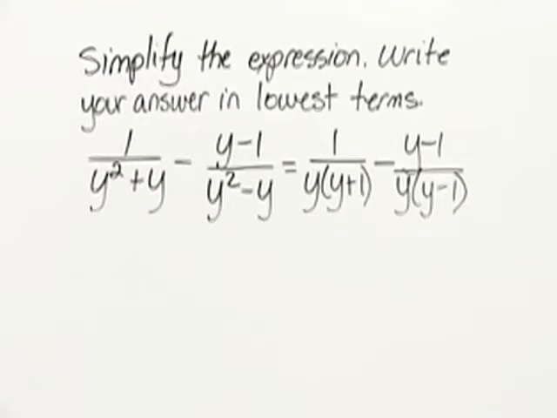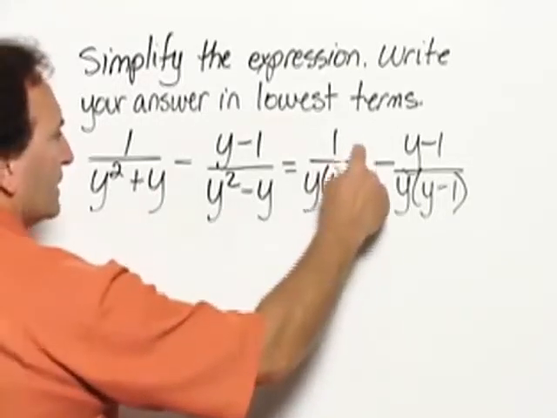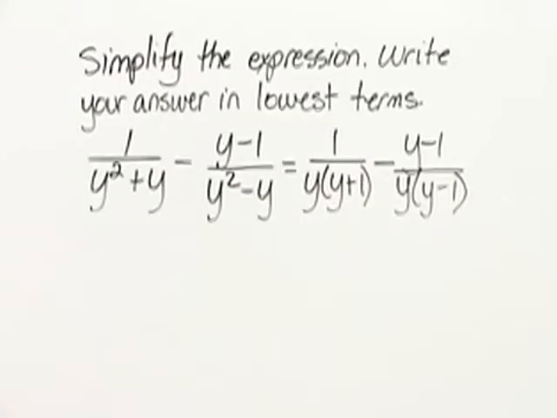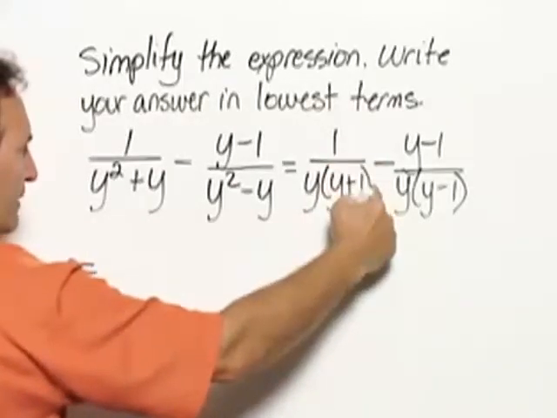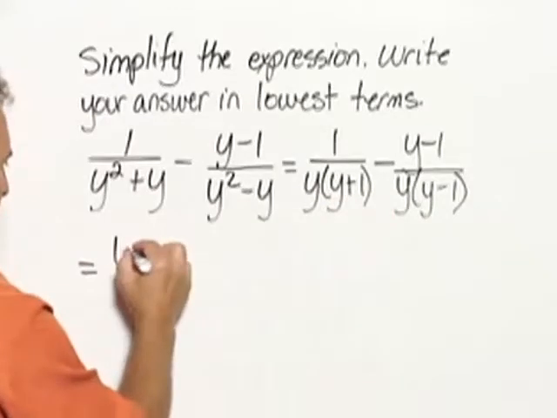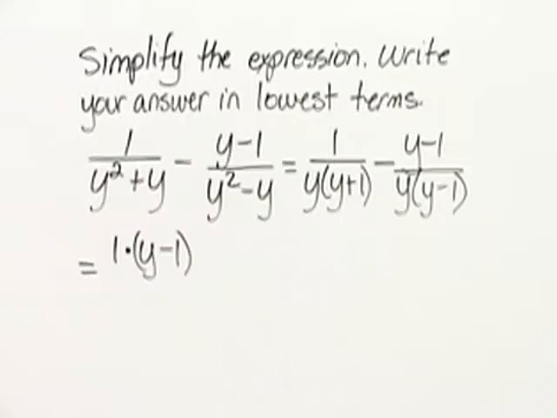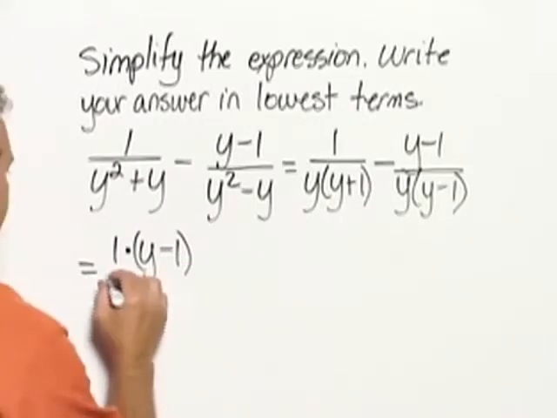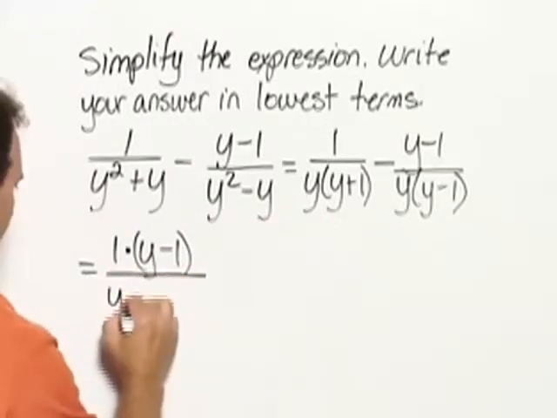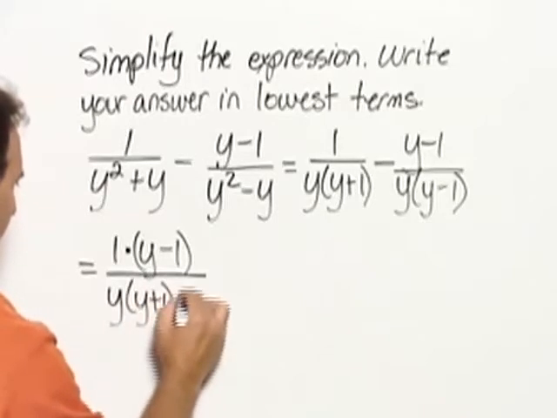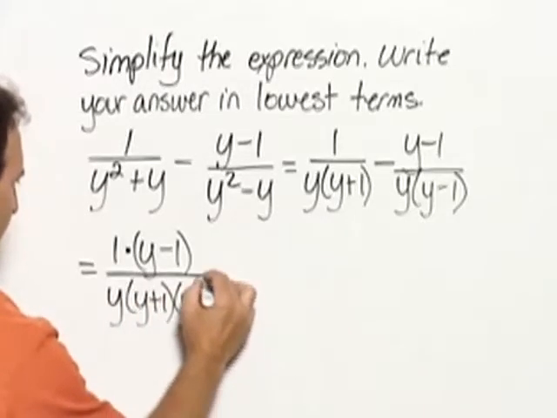That means that we need to multiply this fraction by y minus 1. So this would be equal to, and that's on both the numerator and denominator, so it's 1 times y minus 1, which I'll put in parentheses. And that's over y times y plus 1 times y minus 1.